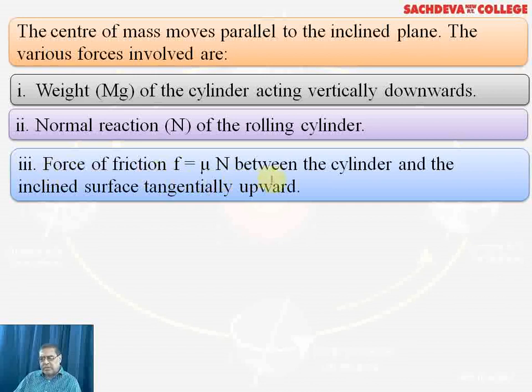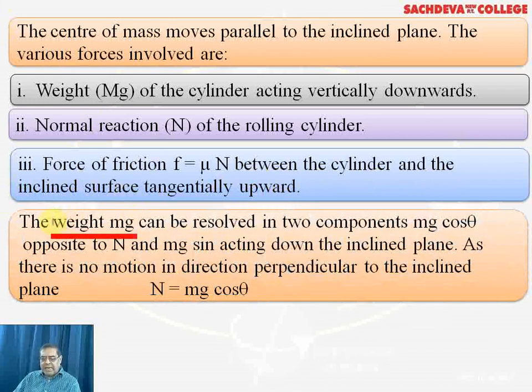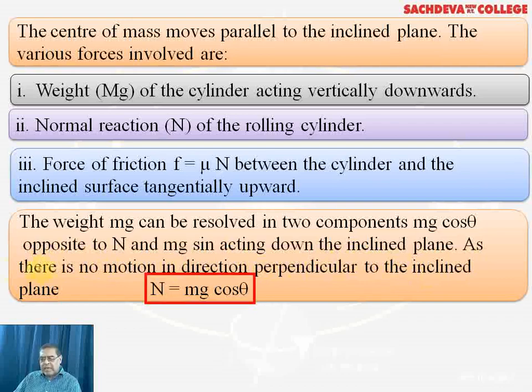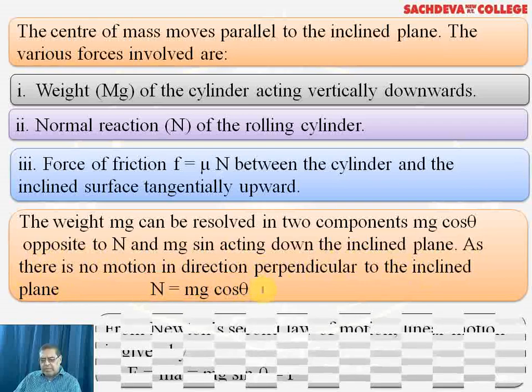N is the normal reaction, and normal reaction means the line perpendicular to the plane. So F is mu N between the cylinder and the inclined surface, tangentially upwards. The weight mg can be resolved into two components, which I have just now explained. One component will be mg cos theta and the other component will be mg sine theta. So mg cos theta is opposite to N and mg sine theta acts down the inclined plane. As there is no motion in the direction perpendicular to the inclined plane, N must be equal to mg cos theta.